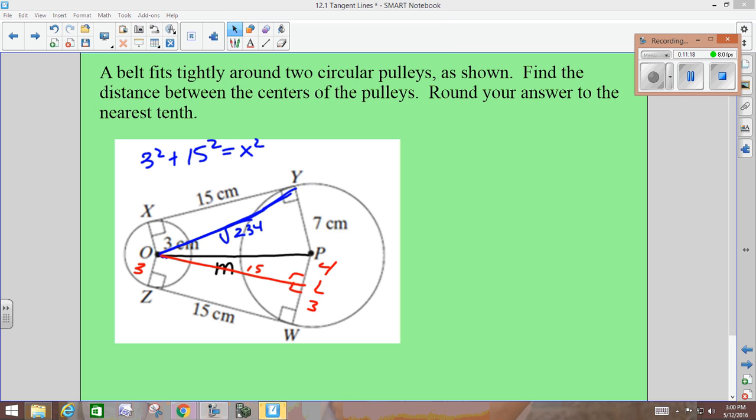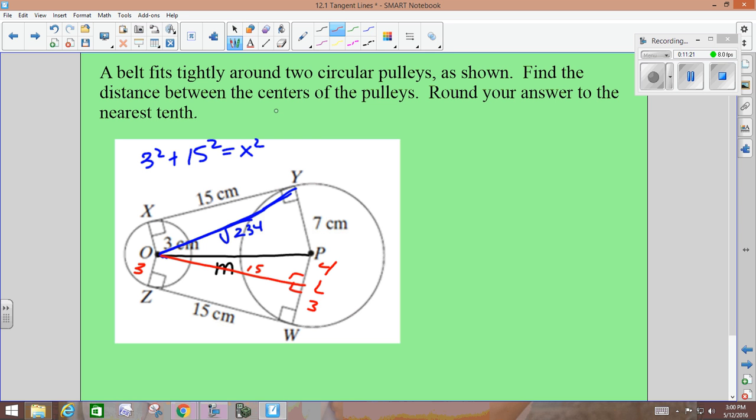So now we have triangle OLP. What kind of triangle is it? A right triangle, and OP, the side length I'm trying to find, represents its what? Its hypotenuse. So then what theorem should I use? Okay, finish it, round it to the 10th. Andrew, thanks for your idea.